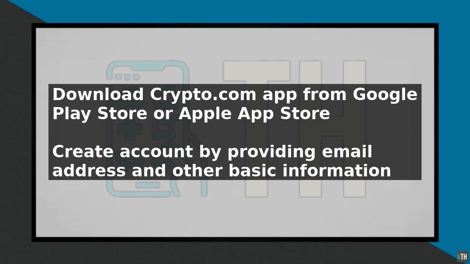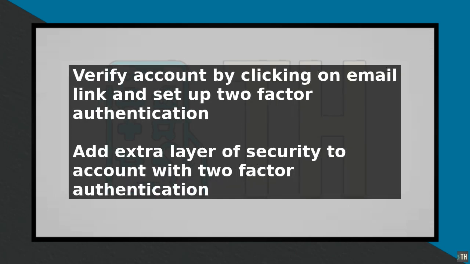After verifying your account, you will be asked to set up two-factor authentication to add an extra layer of security to your account. Now, let's move on to the main dashboard of the app. Here you can see the various sections such as portfolio, markets, and trade.